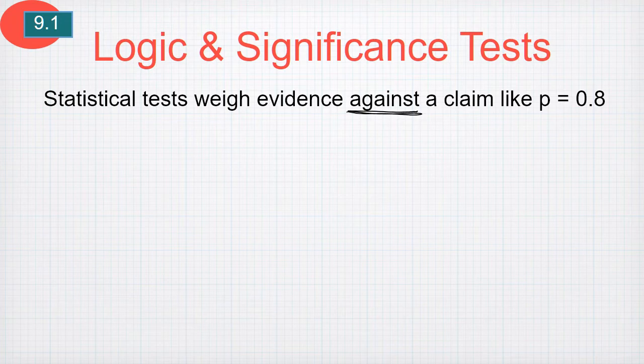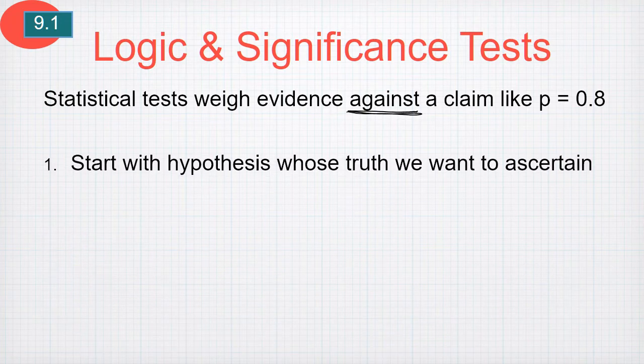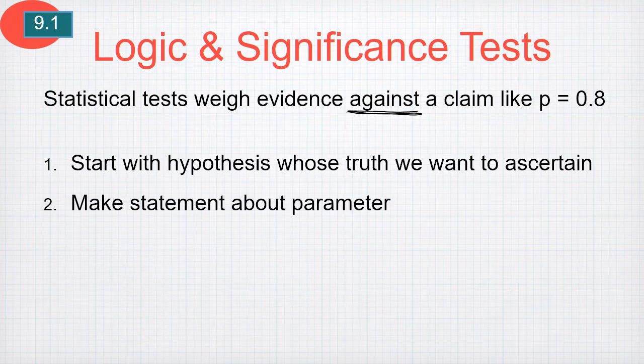So how do we do this? We do it step by step. First we start with the hypothesis, and this is a truth that we want to ascertain, a claim that's being made. And then we make a very specific statement about the parameter, which I'll talk about a little bit later, like that this parameter is this.